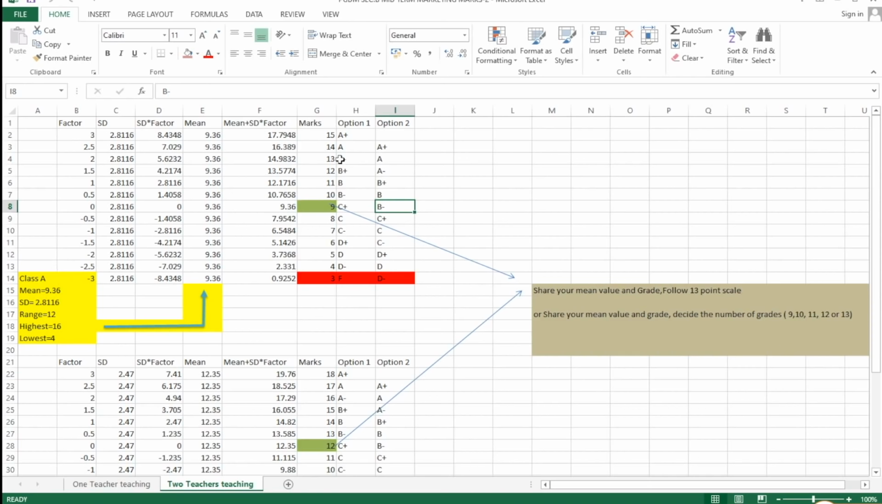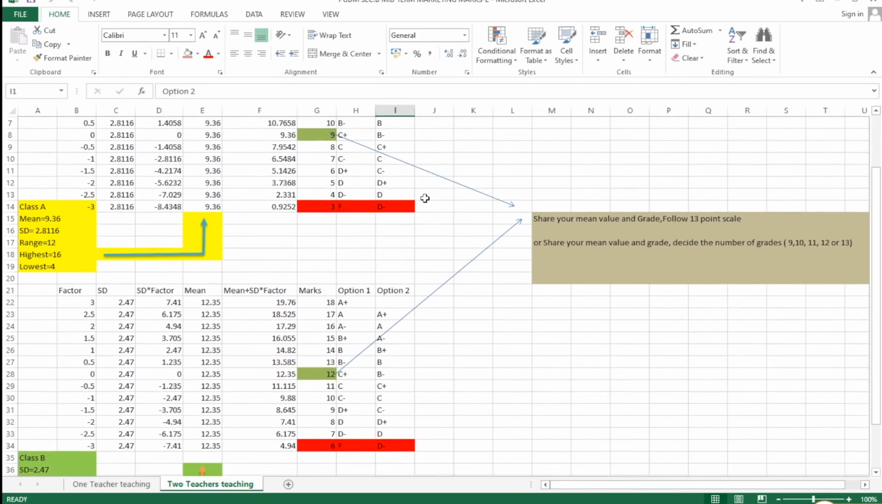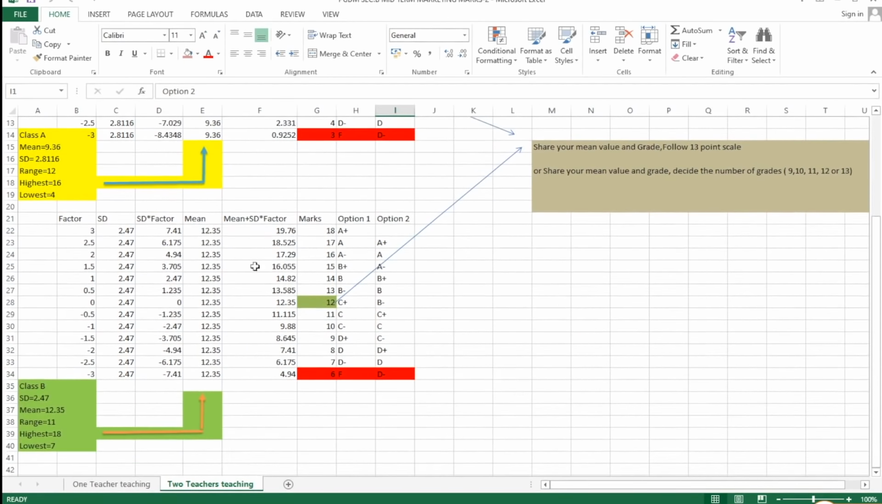So I have given you two scenarios here, by showing you option 1 and option 2. Now in section B, let's see. In section B, the average is 12.35. Now see here, here the average is 9.36.